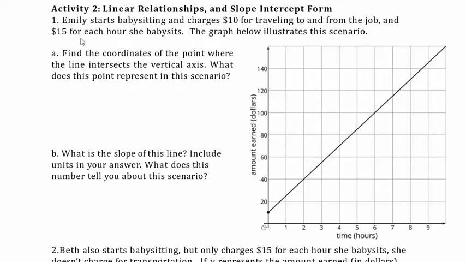So in this scenario, Emily starts babysitting and charges $10 for traveling to and from the job, and then $15 for each hour she babysits. The graph below illustrates this scenario. All right, so here we have the time in hours that she's babysitting and the amount of money earned in dollars. Part A, find the coordinates of the point where the line intersects the vertical axis. What does this point represent in this scenario?